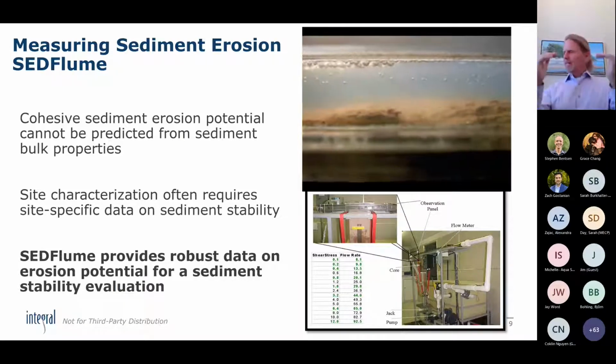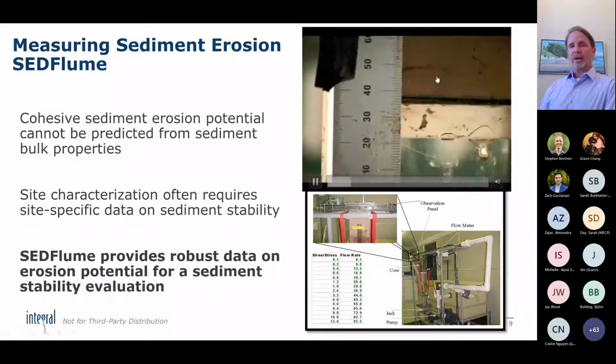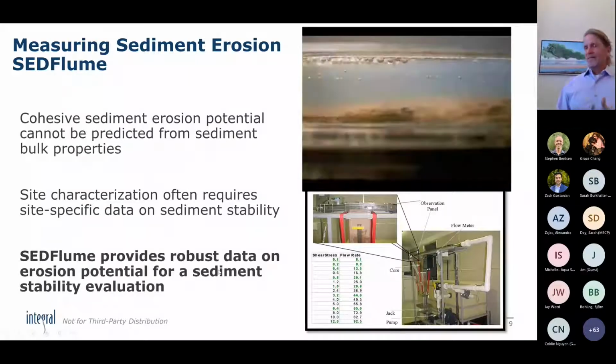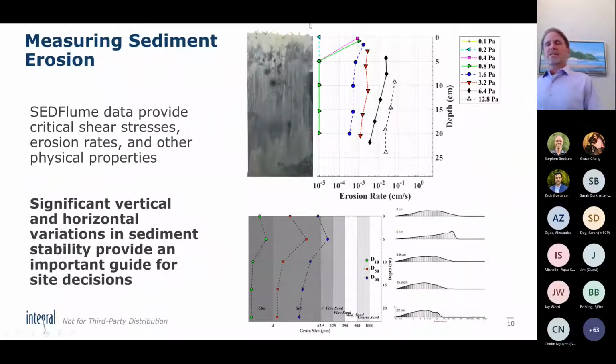So now we have that complex layering in the core that goes down core that we can't really predict from properties. So this is an engineering tool to go in and directly measure those properties. So now we have a good direct engineering measure that we can start to look at to help address our management questions. So what does that data look like?